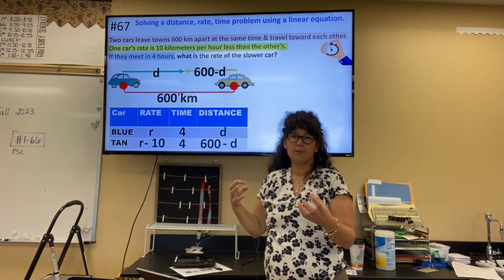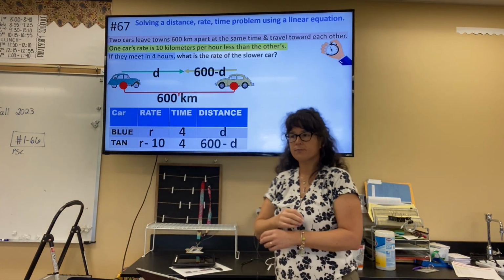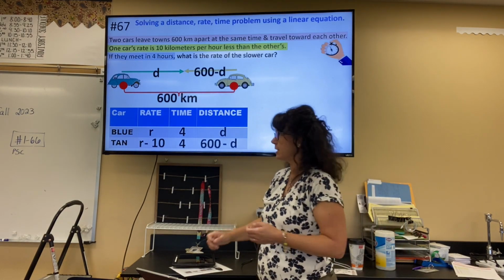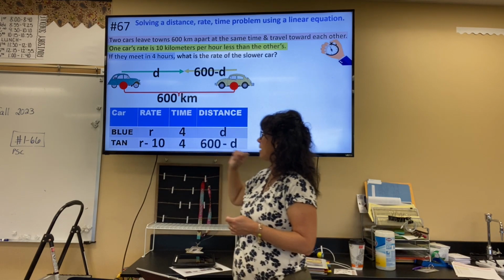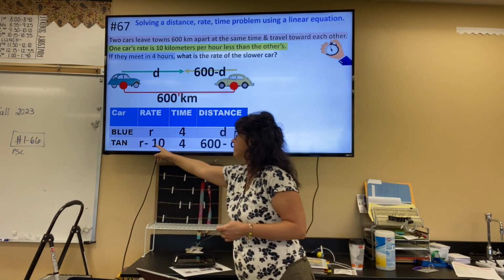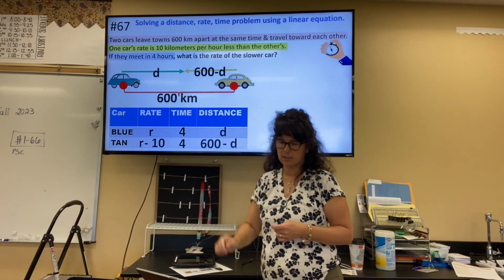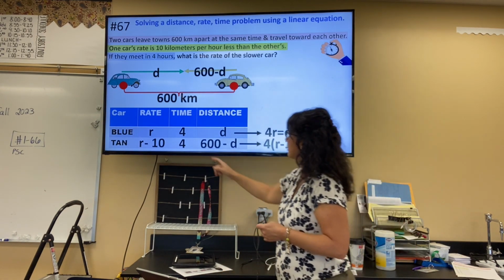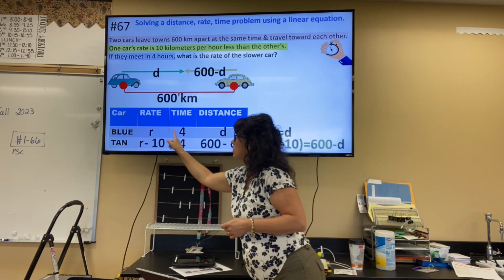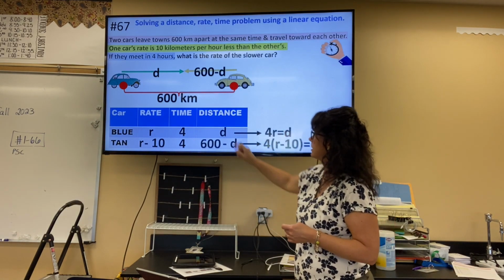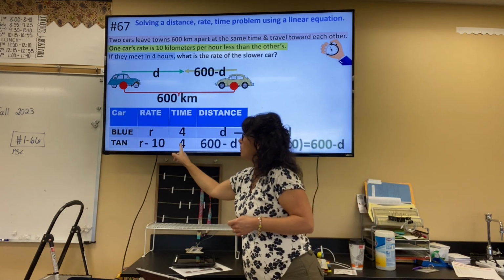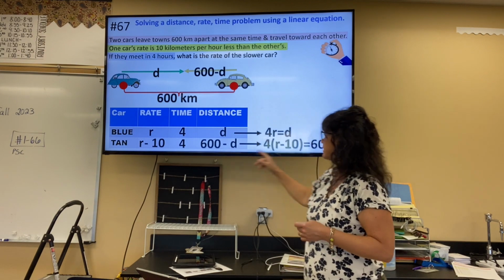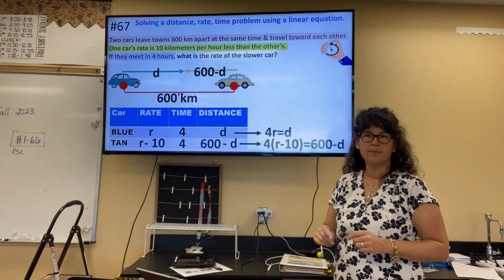Now that we have the chart filled out, which is the hardest part, our chart is going to reveal the two equations. Rate times time equals distance. So this box times this box equals this box. And this box times this box equals this box. Okay, so carrying those over, 4 times R, these two boxes multiplied together equals this box, D. These two boxes multiplied together, 4 times R minus 10 equals this box, 600 minus D.